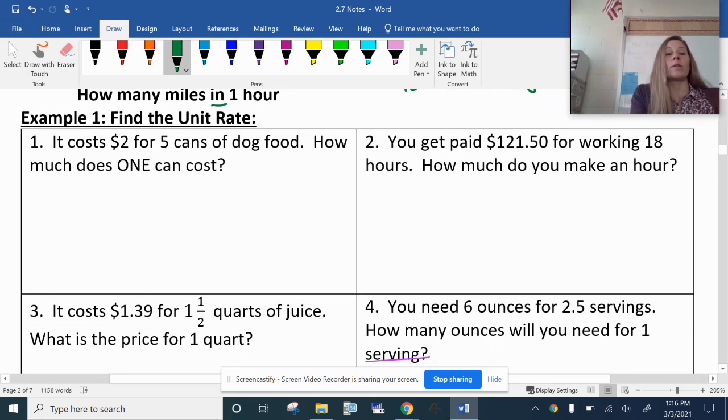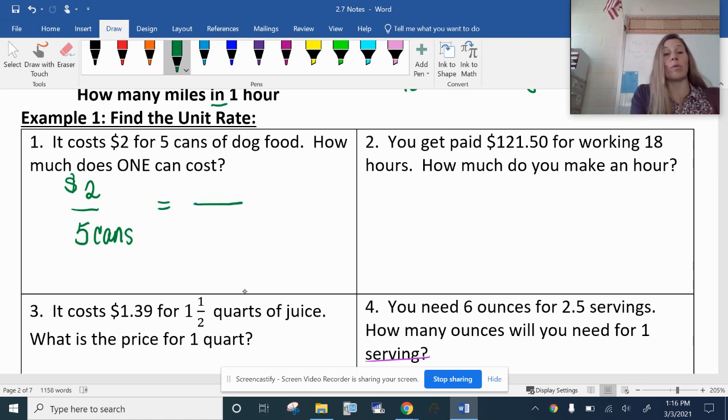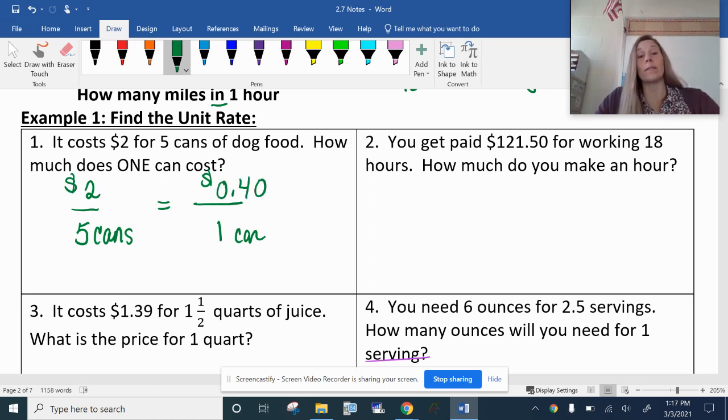So if it costs $2 for 5 cans of dog food, how much does 1 can cost? If we want this to be a 1, we're saying how much money per 1 can. So what is that amount? You just have to divide 2 divided by 5 and you'll get 40 cents. So what that means is it's going to be 40 cents per 1 can. So let's take a look at the next one.